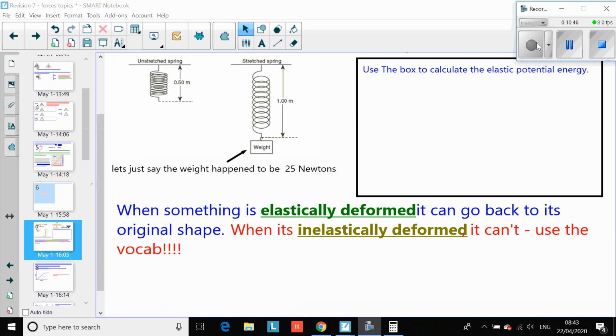Just some words for you. When something is elastically deformed, it can go back to its original shape, and when it's inelastically deformed, it can't. So make sure you are using the correct vocabulary there.